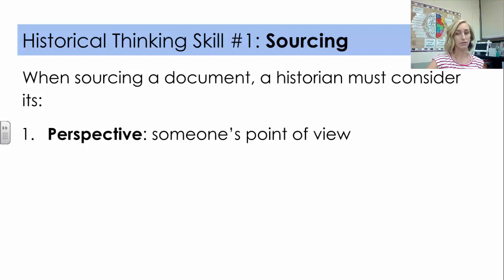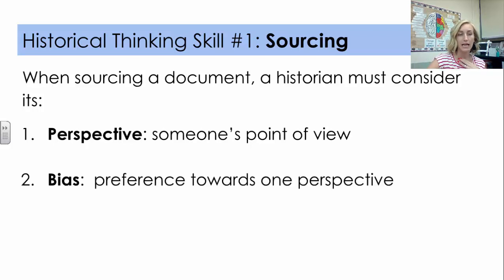So when looking at the sourcing skill, a historian must consider the document's perspective, meaning someone's point of view. So the author's point of view and kind of not necessarily what their agenda is, but what's the reason they're writing it and what place are they coming from during that time. And then bias. So this just being a preference toward one perspective.